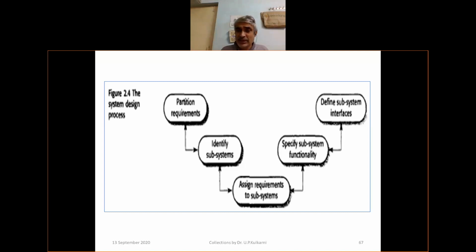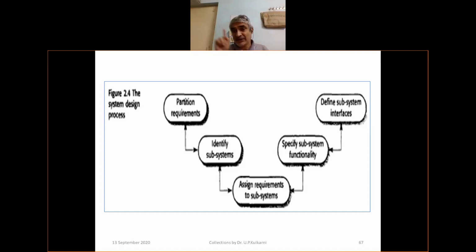And your requirement, you have to partition based on subsystems also, right? Then you need to identify the functionality of the subsystem and define the interface. Today morning in a session, you saw interfaces: interfaces at subsystem level, interfaces at component level, interfaces at object level.